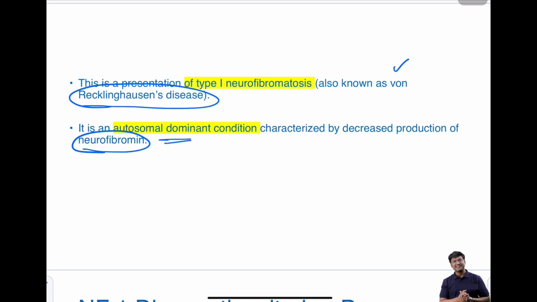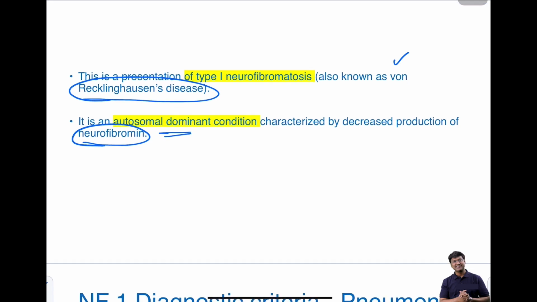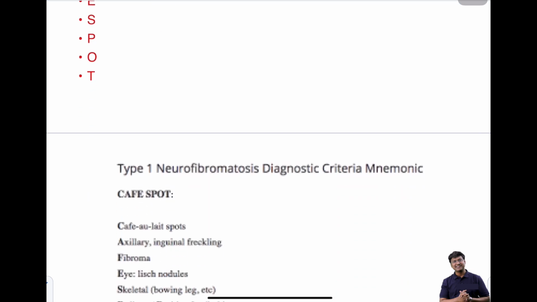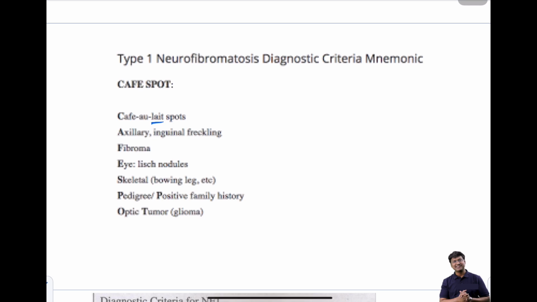And what are the various diagnostic criteria for neurofibromatosis type 1? Please remember this mnemonic, that is CAFE spot. What is this CAFE spot? The C stands for café-au-lait spots. A stands for the axillary freckling or inguinal freckling. F stands for fibroma. E stands for eye, the presence of the Lisch nodules. S stands for skeletal abnormalities. The most common skeletal abnormality will be in the form of scoliosis. P stands for the positive family history. OT stands for the optic tumor, which is nothing but glioma. So this is the mnemonic for neurofibromatosis type 1.